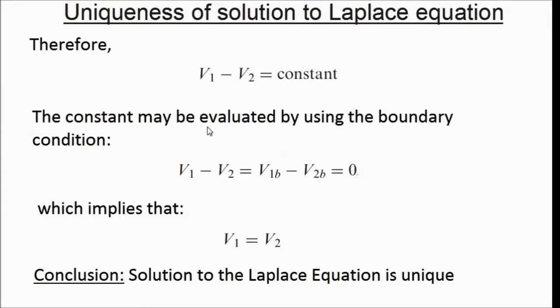So this constant may now be evaluated by using the boundary condition. Applying the boundary condition to v1 minus v2, we have v1 minus v2 at the boundary is v1b minus v2b, which was shown to be 0 previously. Which implies that v1 equals v2. So the conclusion is that the solution to the Laplace equation is unique.